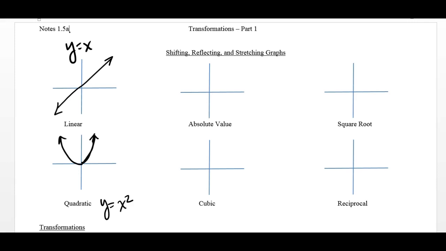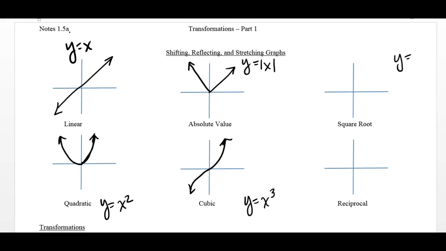The next one you probably learned was the absolute value graph. Okay, the way I remember this one is a v for value. It's a v right at the origin. It's not a parabola, it's not curved, but it's a straight v. Then you probably learned the cubic function, y equals x cubed, and it kind of snakes through the origin, like that.